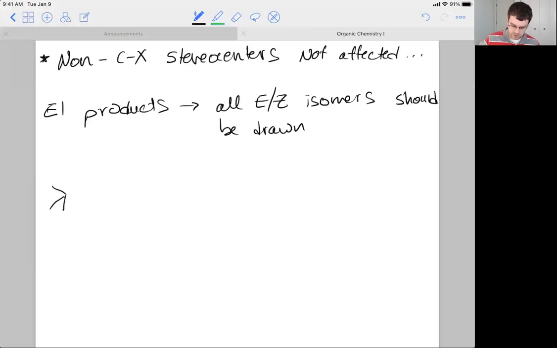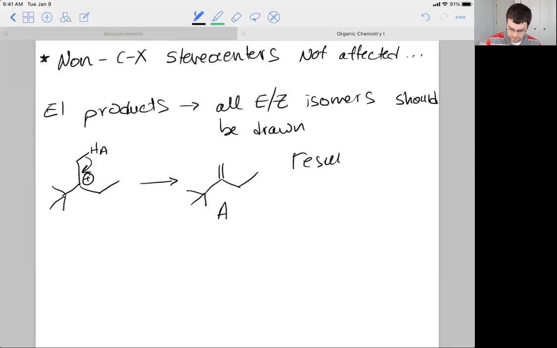Okay, so if this was our achiral carbocation intermediate, we could lose a vicinal hydrogen, which I've labeled as HA, and there are 3 possibilities. And that would give rise to this, which I'll call product A. And this results from loss of any HA.